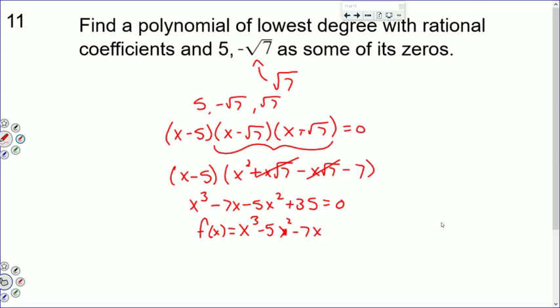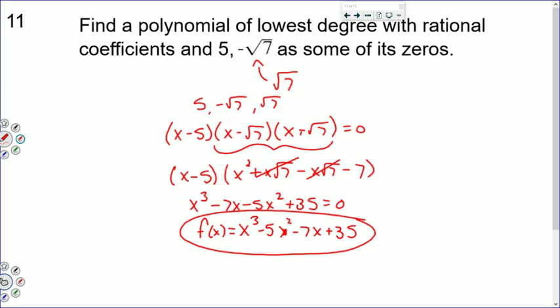5x squared minus 7x plus 35. This is our polynomial of lowest degree with coefficients 5 and negative square root of 7 as some of its zeros. Okay? Simple as that.